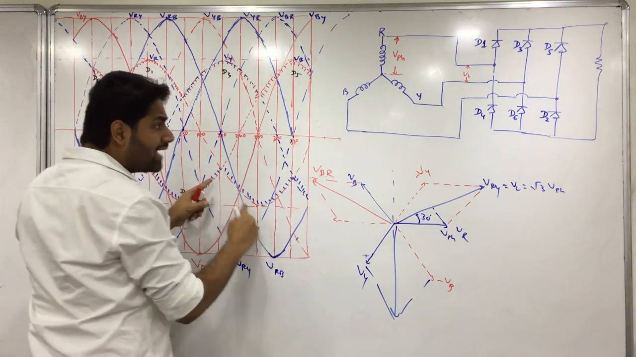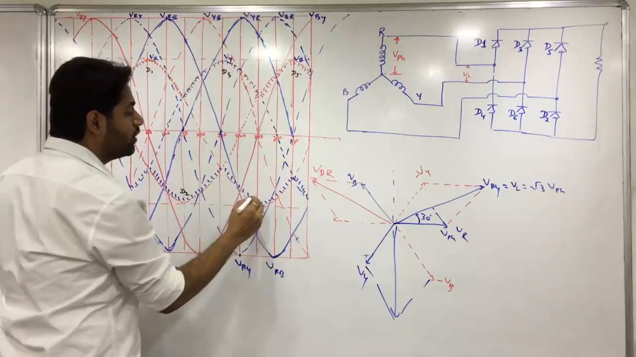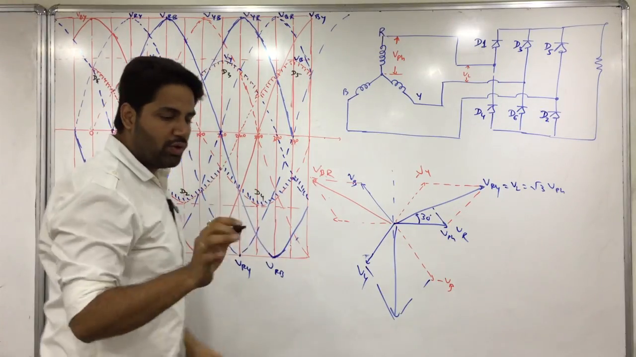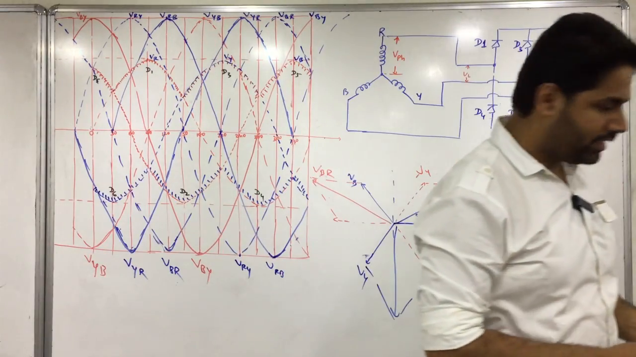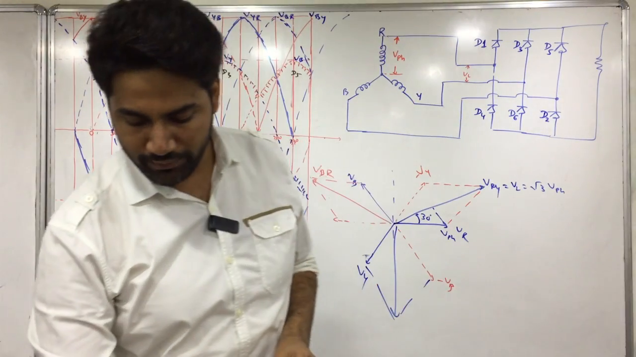And then here, this is my VR. When VR is maximum negative, D4 will conduct. You understood the sequence or not? Have you understood the sequence?